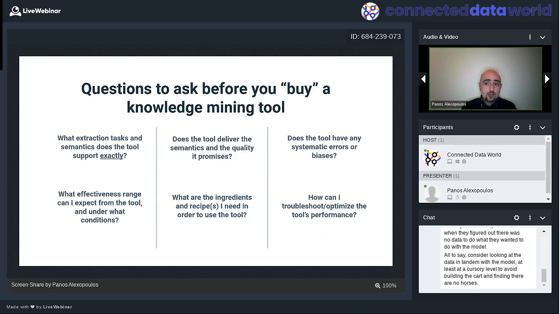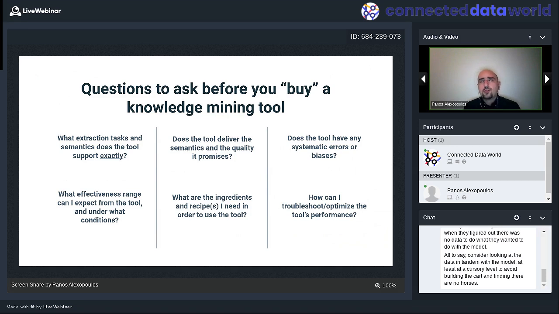Third, does the tool have any systematic errors or biases? It's okay if a tool makes errors. The question is whether these errors are systematic and indicate some kind of flaw or bias or assumption that they may be. A fourth question is, what effectiveness range can I expect from the tool and under what conditions?